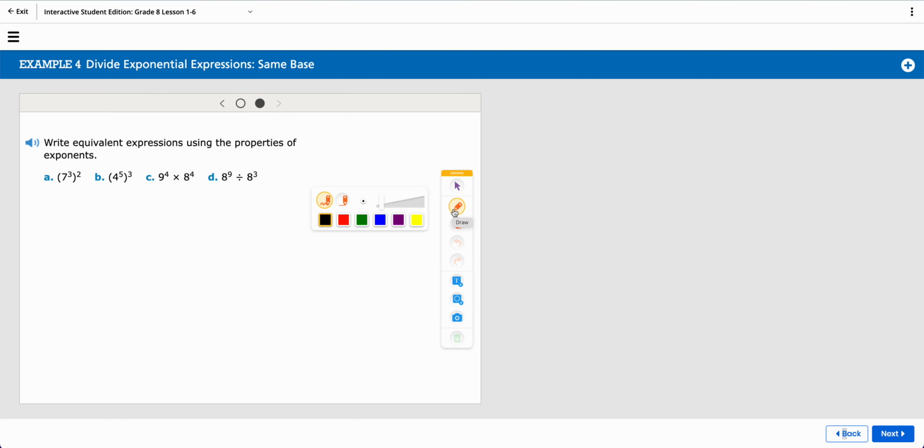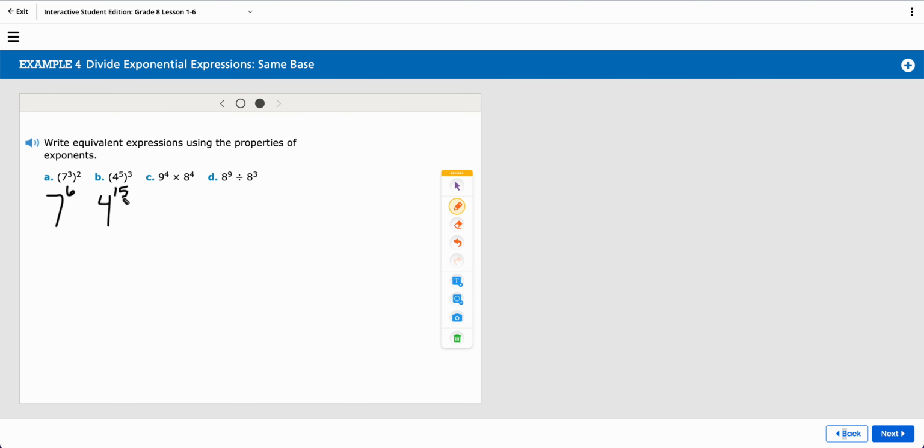All right, so 7 to the third to the second. That's a power of a power. You have an exponent with an exponent, Bryson? 7 to the 6th power. When you have an exponent with an exponent, you multiply the exponents. 7 to the 6th. How about B, 4 to the 5th to the 3rd? 4 to the 15th. Keep the base, multiply the exponents, because it's power with a power.